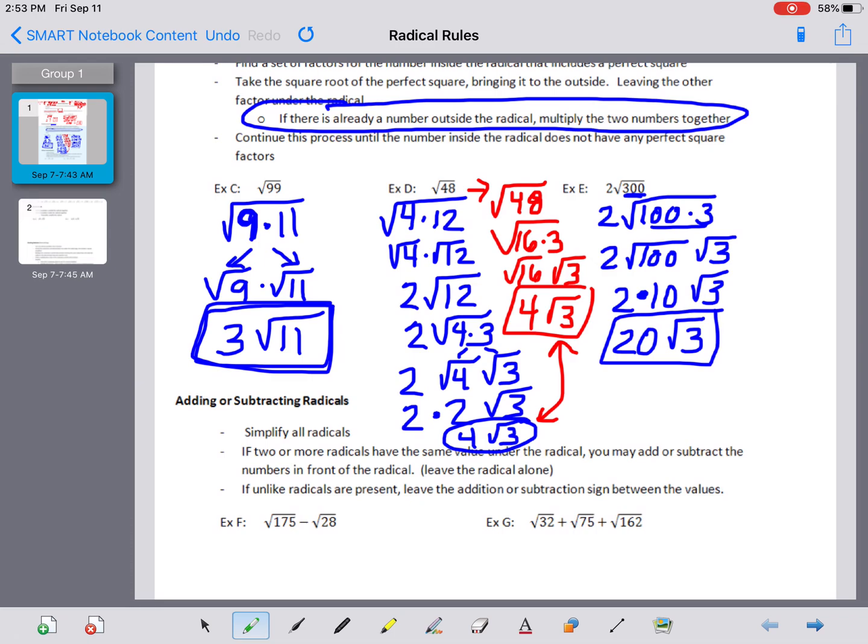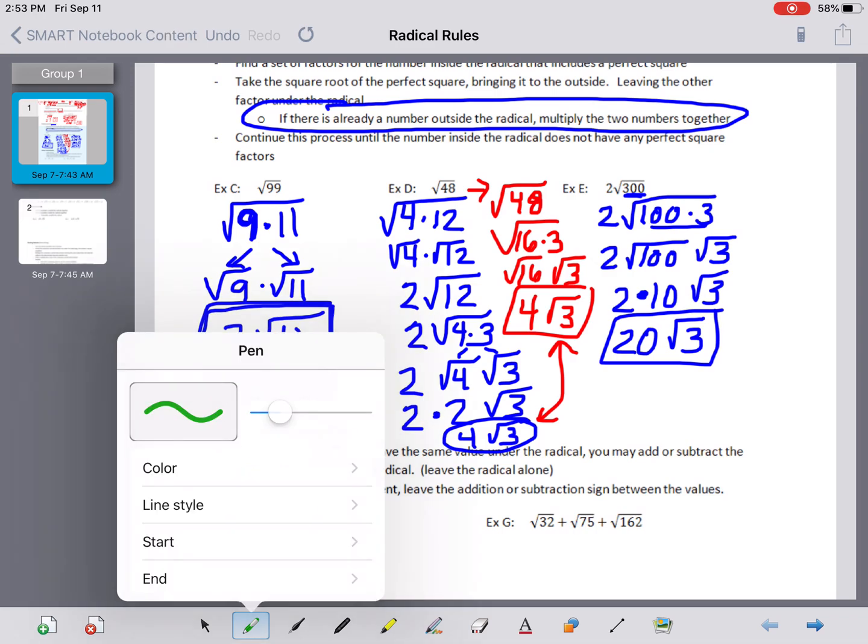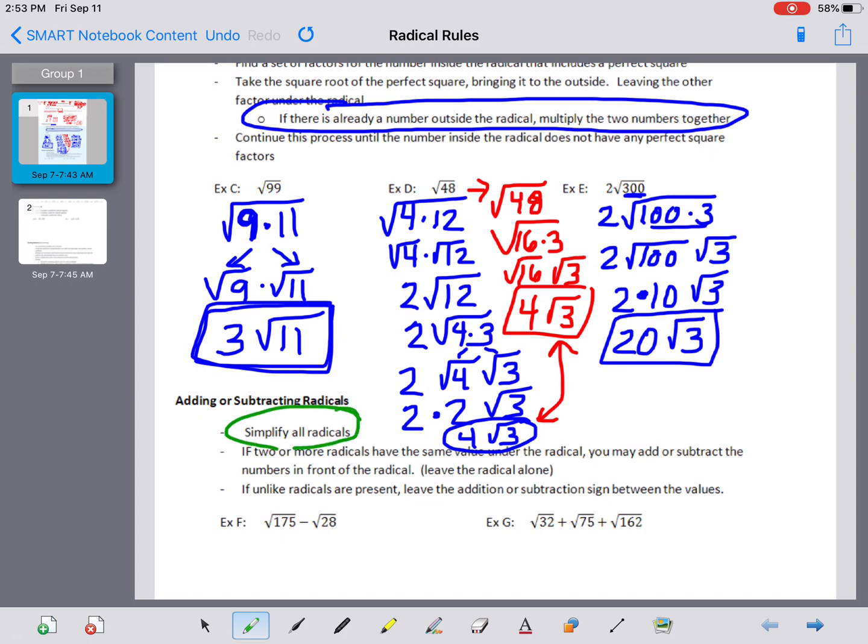The first thing we have to do every time is we have to simplify the radicals, okay? Because right now the square root of 175 minus the square root of 28, they are not allowed to play together because they don't have the same ugly. So I look at the square root of 175 and I say, is there any pretty I can pull out of the square root of 175?